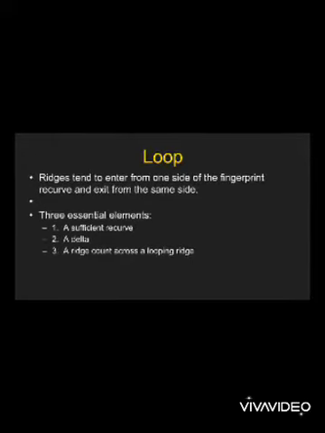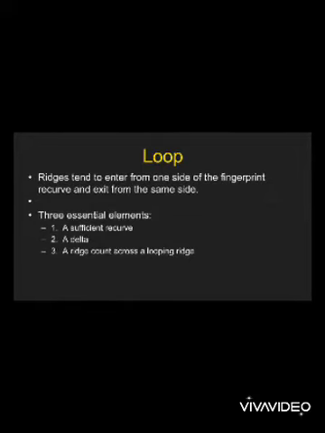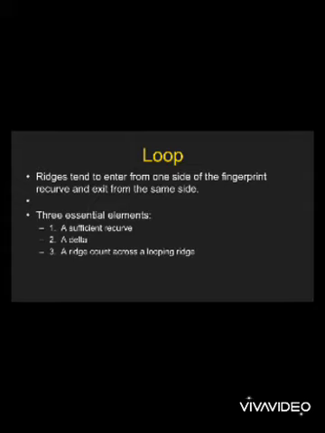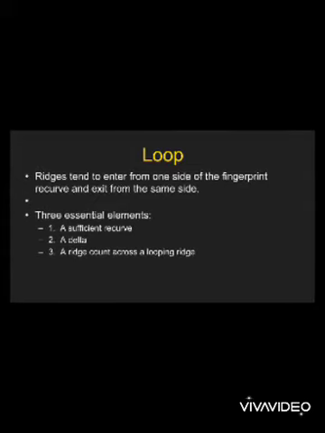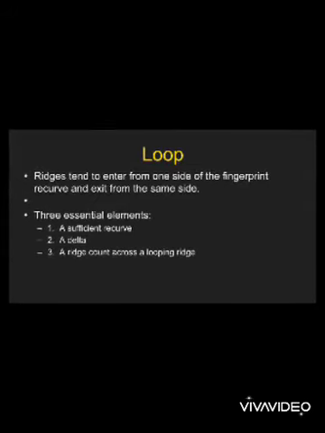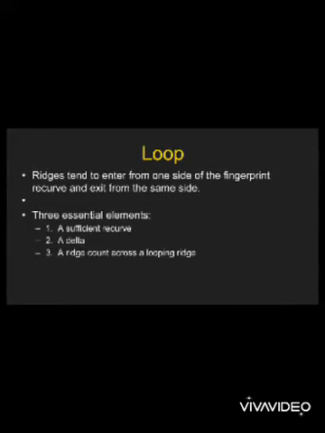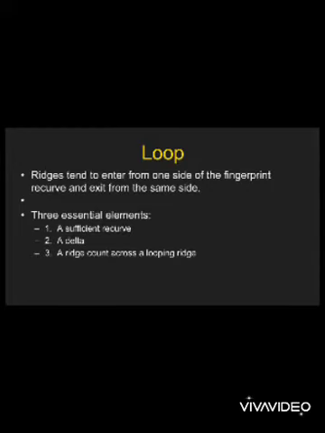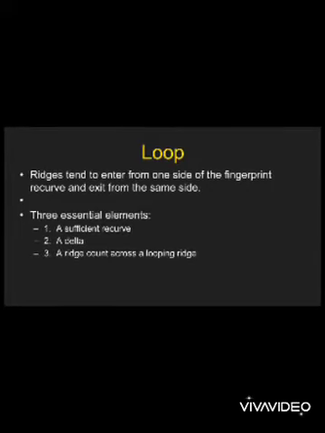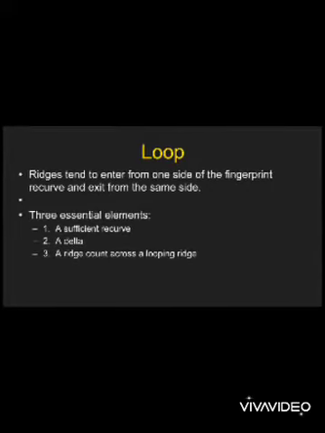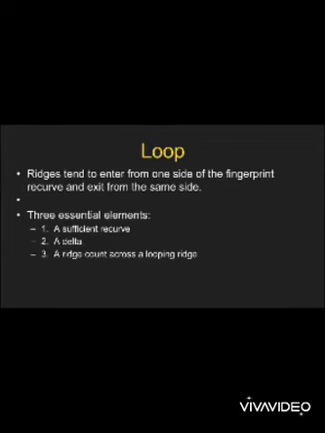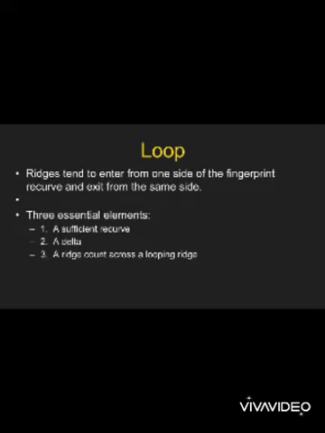Second is the delta. The delta is that point on a ridge at or in front of and nearest the center of the divergence of the type lines. Third is the ridge count. The ridge count is defined as the number of ridges that intersect or touch the line drawn from the easily recognized tri-radius to the center of the pattern.